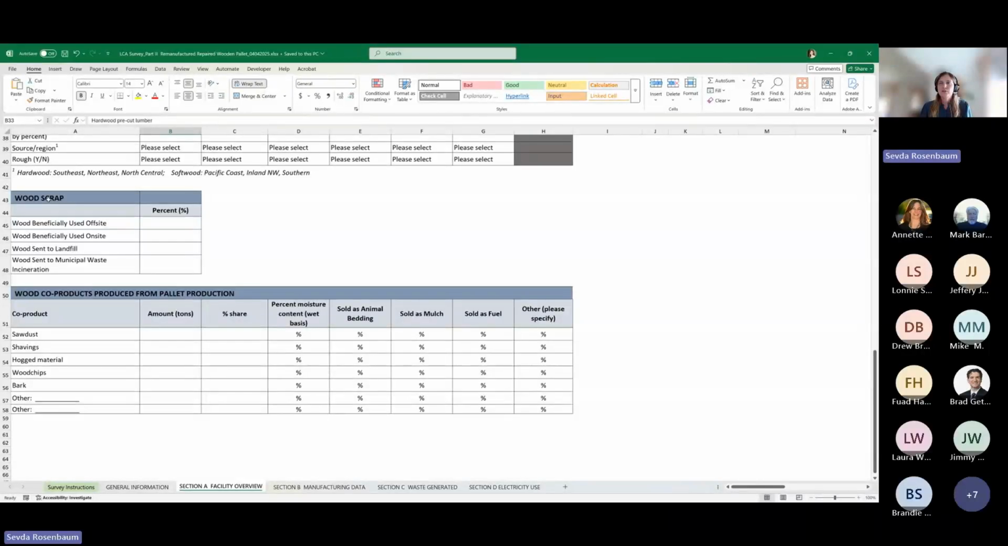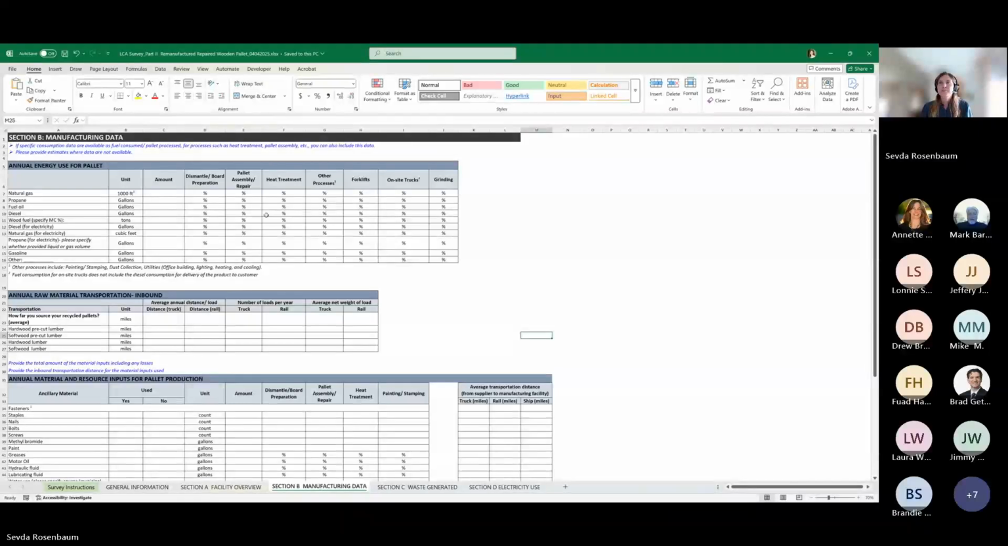Similarly, we're asking information for the wood scrap, and if you're generating co-products, what happens to those co-products at the facility, and the amount and what it's used for. Manufacturing is basically the same. The only difference is the unit processes, because we have dismantling, board preparation, and pallet assembly repair. And again, asking for all the fuels and utilities used at the facility.